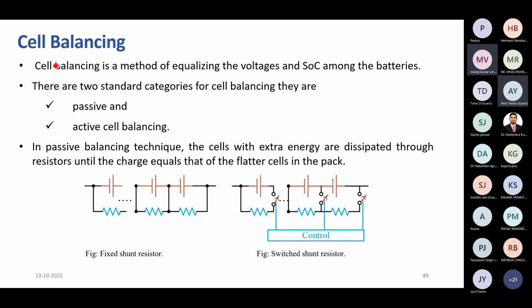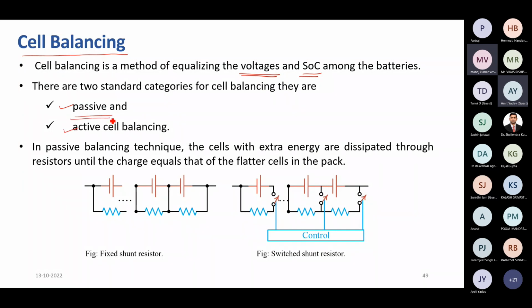Cell balancing is a method of equalizing the voltages throughout all the battery packs. As we have discussed earlier, we have a set of batteries which can be connected in series and in parallel, where either we can balance the battery with respect to voltage or with respect to SOC, state of charge. So there are two standard categories: one is a passive method and another one is an active method.